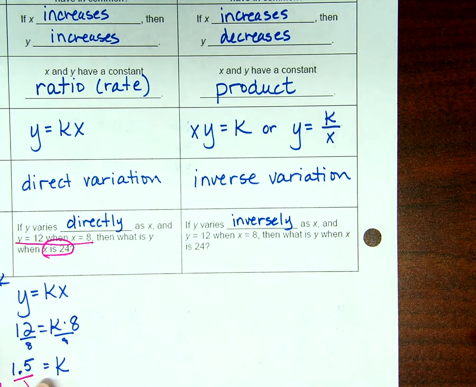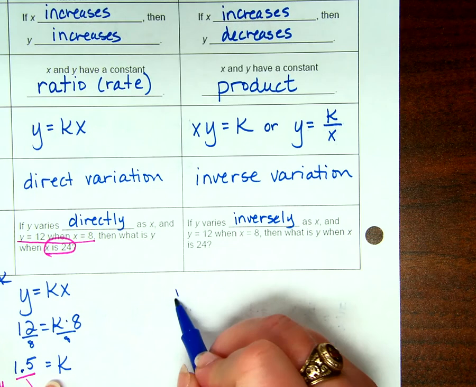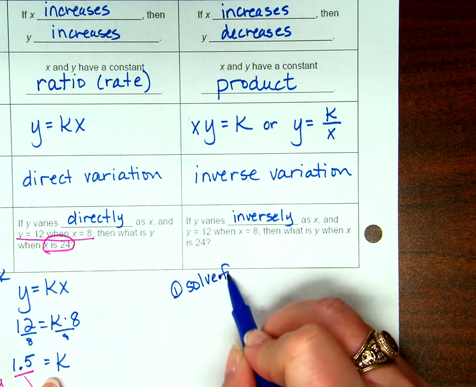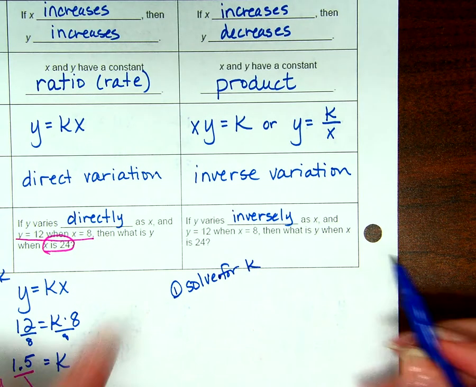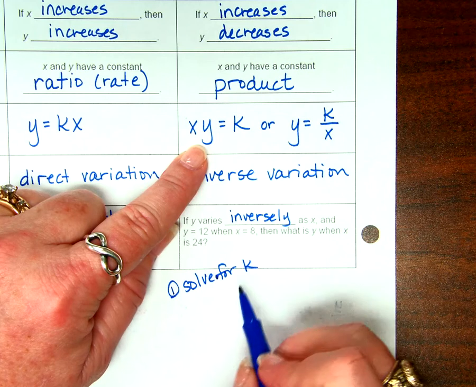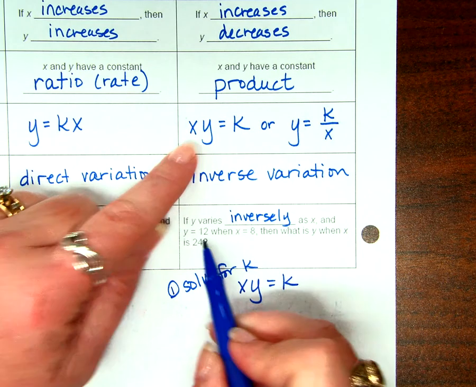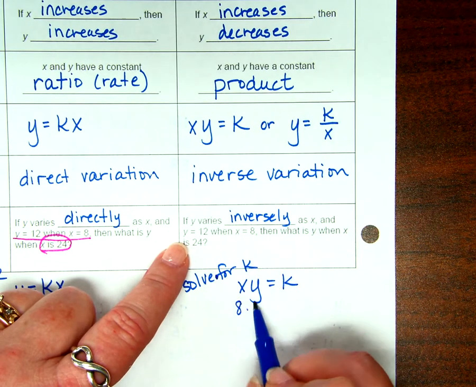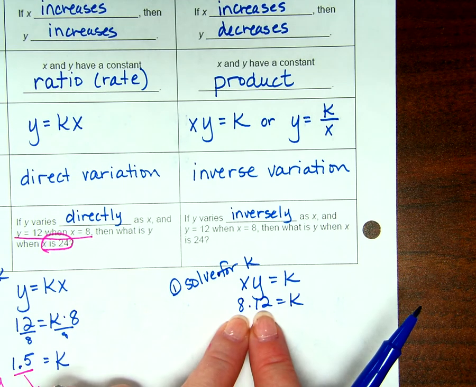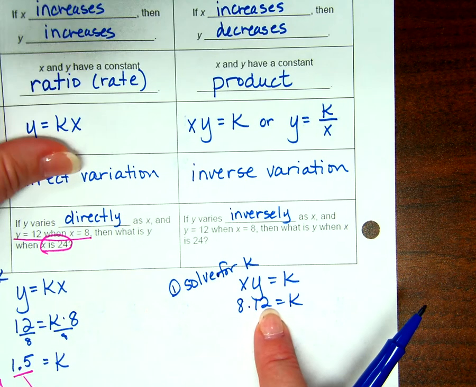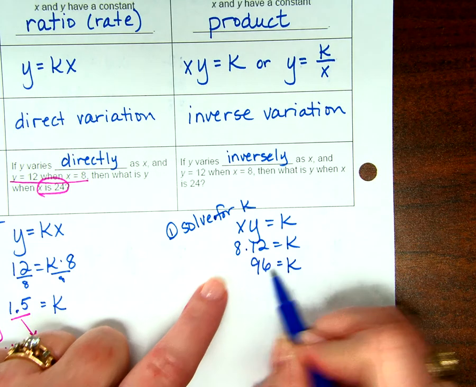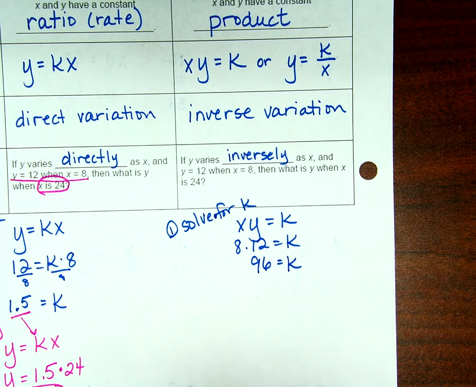What is y when x is 24? So first of all, we have to do what? Oh, in both of them, we have to do the same thing. Solve for k. Oh, look at this one. This equation already has k solved for. That's so nice. xy equals k. Well, x is 8, y is 12. What's 10 times 8? What's 2 times 8? What's 80 and 16? 96. Look how much math we're doing without our calculator.